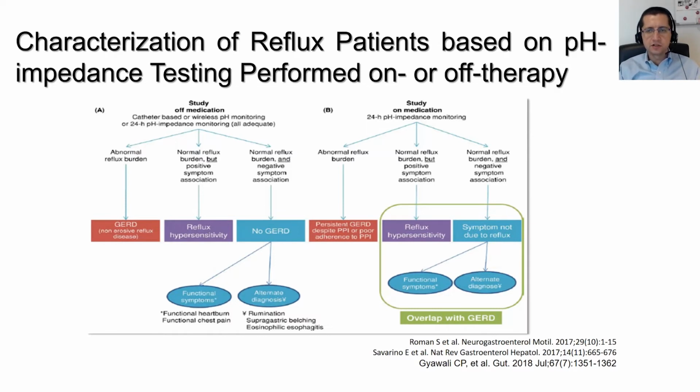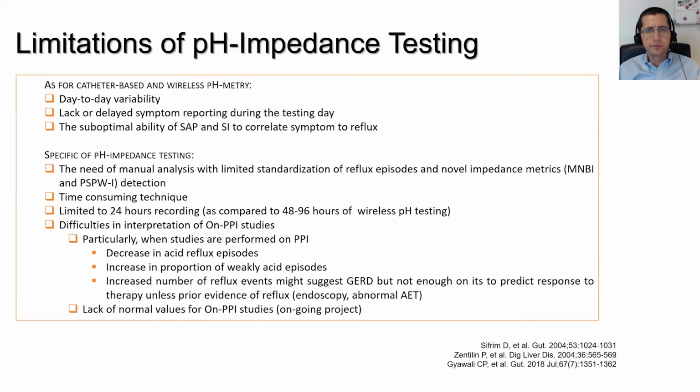Of course, there are not only advantages of doing impedance pH testing, there are also some drawbacks, mainly related to the technique and similar to catheter-based or wireless pH-metry. Impedance pH testing is impaired by day-to-day variability, lack or delay in symptom recording during the testing day, and the well-known suboptimal ability of correlating symptoms to reflux thanks to SIP or SI. Specific to pH impedance testing, there is the need for manual analysis of impedance pH tracings.